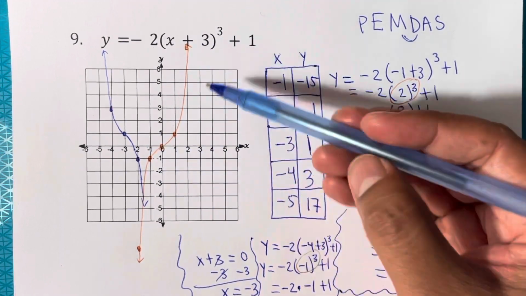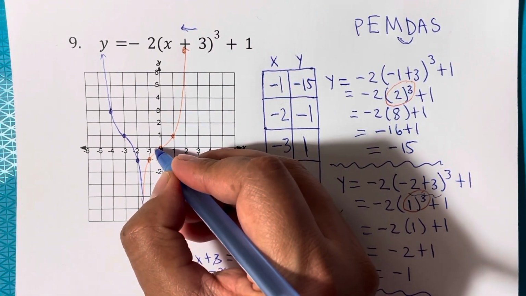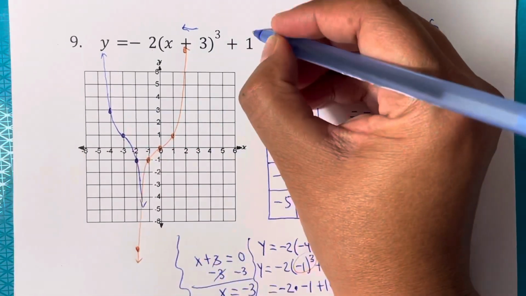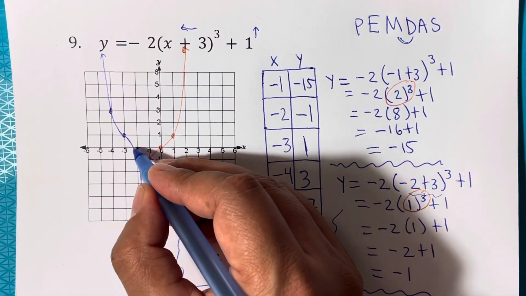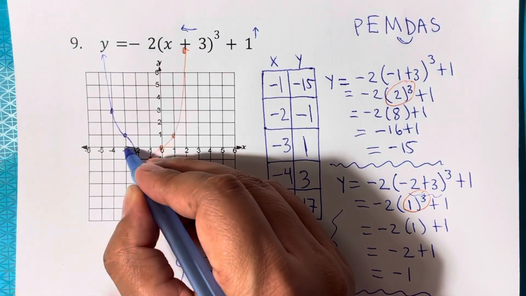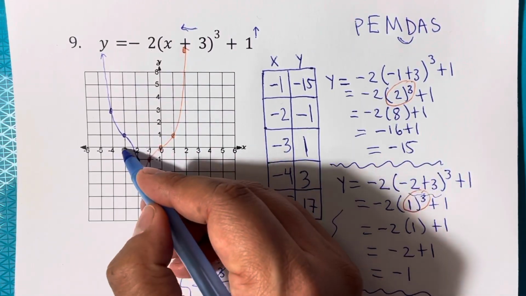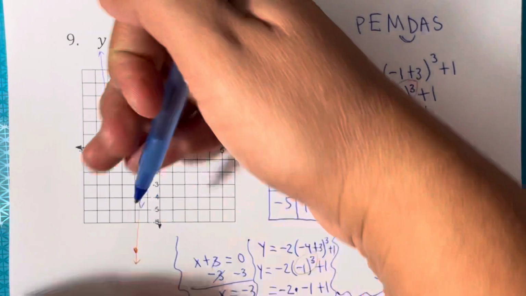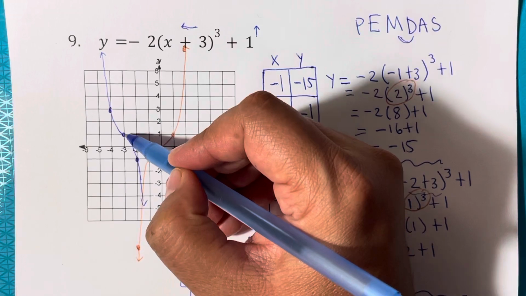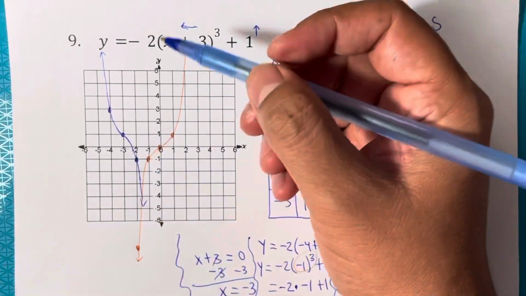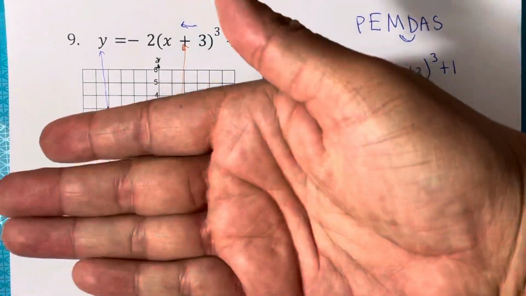Plus 3 makes it go to the left. So the center moved 3 spaces to the left. And then this plus 1 made it move 1 space up. So 1, 2, 3 for the positive 3 inside, and then 1. So this point goes 3 spaces to the left, 1 up. It vertical stretches. That's why instead of going 1, 1, it's 1, 2 spaces. And this is the mirror, which makes it flip on X.